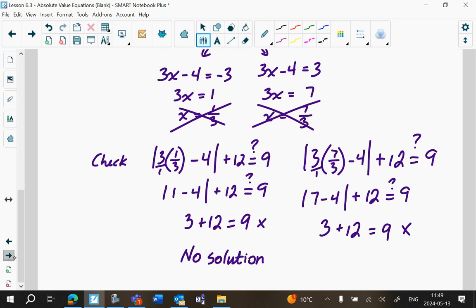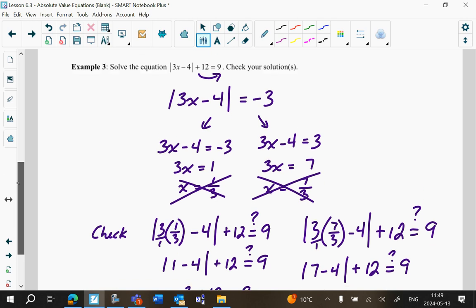And this one kind of makes sense because if you think about it from this step right here, how can I take the absolute value of something and get a negative answer? I can't. There's nothing that I could plug in here, take the absolute value and get a negative answer. Because every time you take the absolute value, it's positive. So when I look at this, you can't do it. Okay? We've proven that you can't do it.